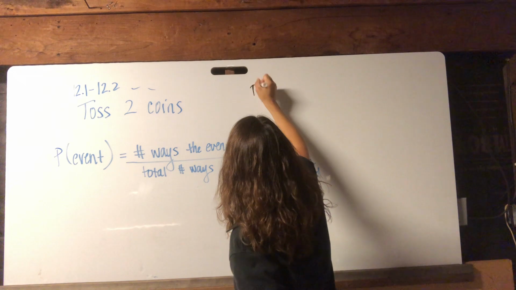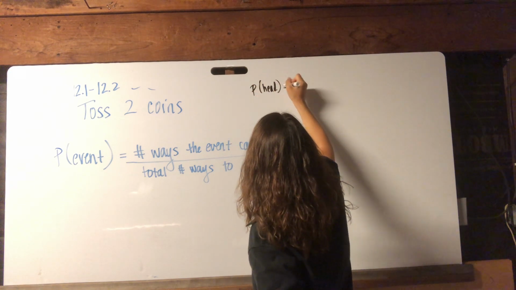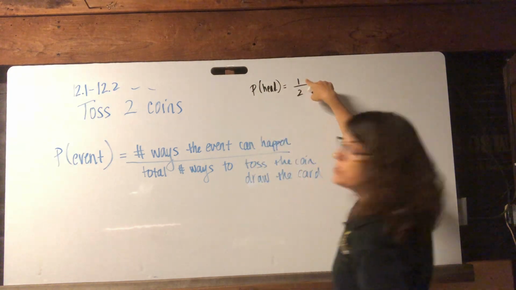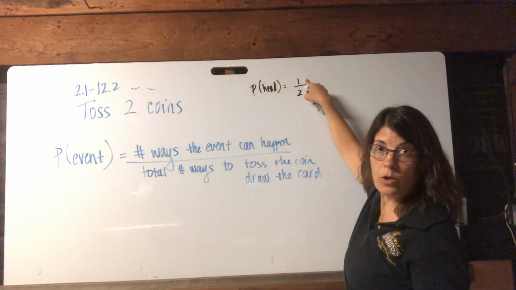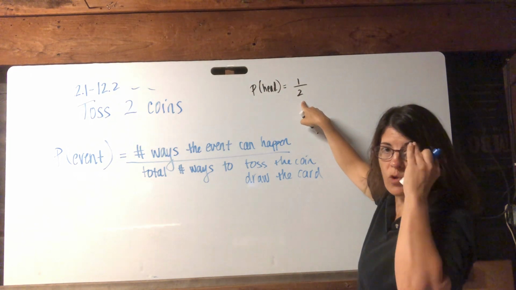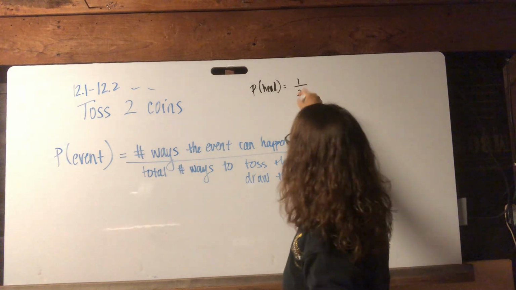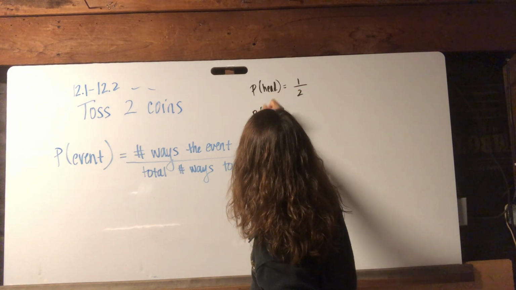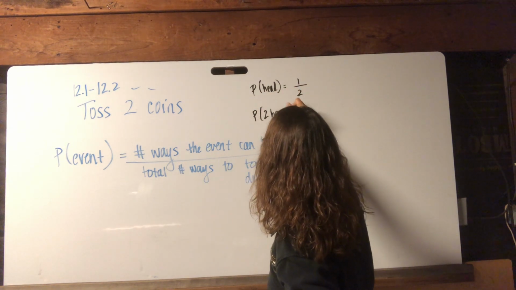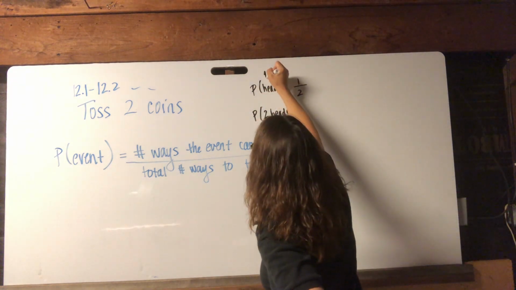The probability that I toss the coin and I get a head is 1/2. There's one way you can get a head on a coin over 2 total ways that the coin can be tossed. You get a tail or a head. So the probability that I draw 1 head is 1/2. This is if I do 1 coin.